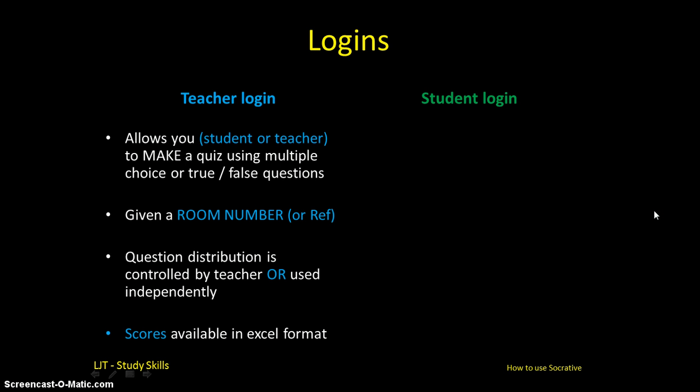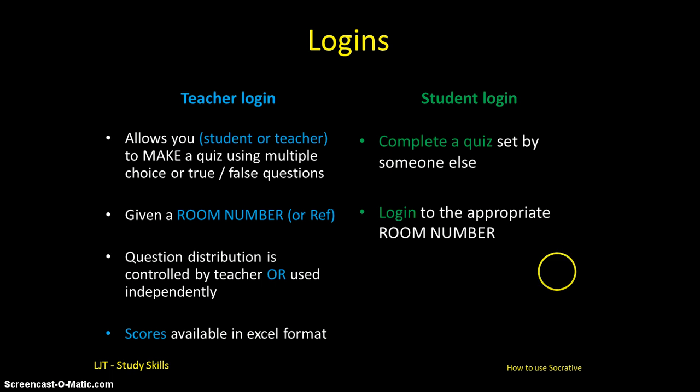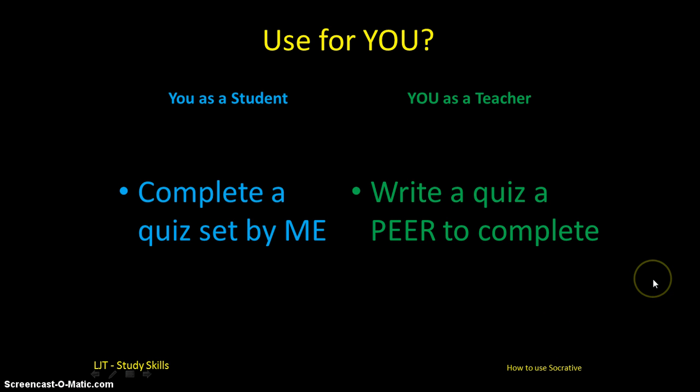As a student, you would log into somebody else's room, using the room number, and you would be the person completing the quiz. We might do this individually, or in pairs or groups. You'd need to know their room number to be able to log into their quiz, and then you get a score at the end of your activity. So it's a really cool thing. As a student, you complete the quiz. As a teacher, or a peer, you write the quiz.